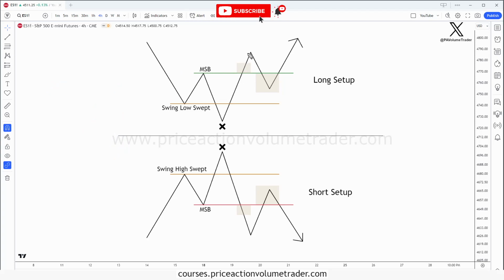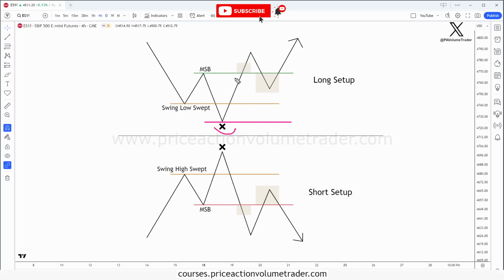So once we identify a close through this level and a market break, now we are scouting for long setups. The nice thing about this pattern is that your invalidation, your stop loss, is going to go underneath the sweep of this low. So you have a very clear point where your trade idea would be invalid.